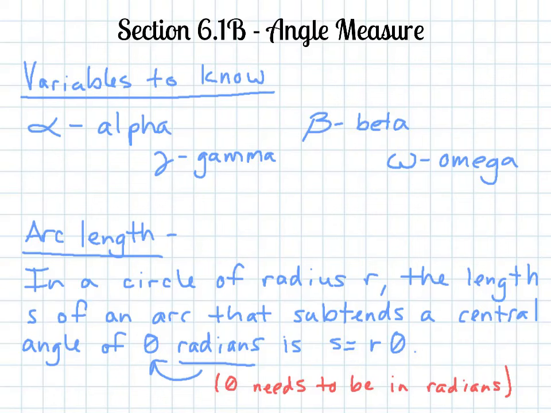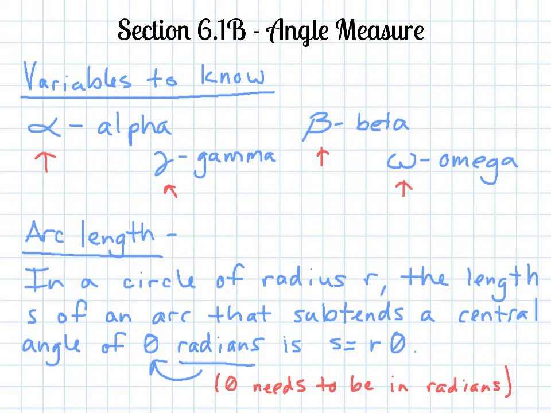Today's lesson is section 6.1b, still talking about angle measure. Some variables to know are these Greek letters. The one over here, the Greek letter for A, is called alpha. The capital Greek letter for B is called beta. And I believe the lowercase Greek letter for Y is gamma. And this one that just looks like a cursive W is called omega.